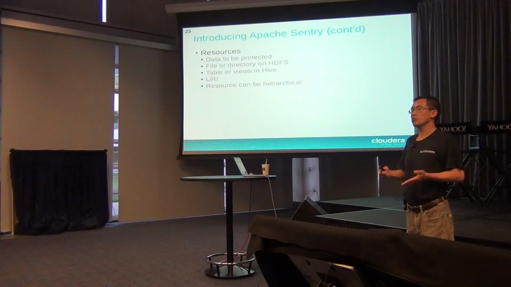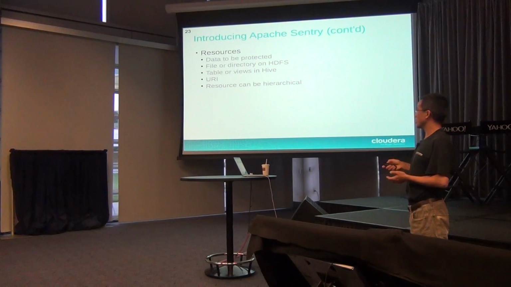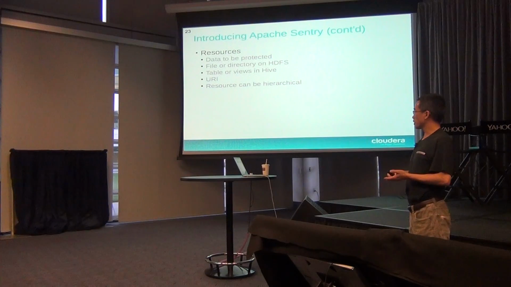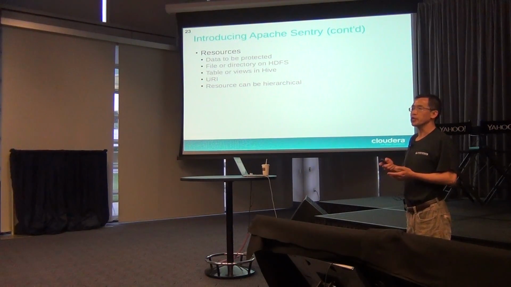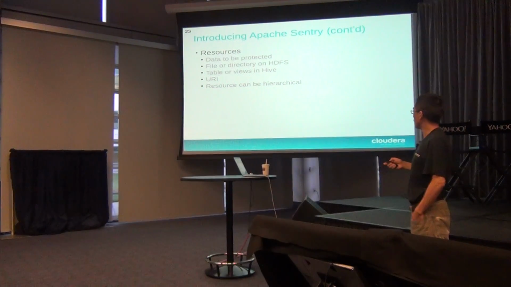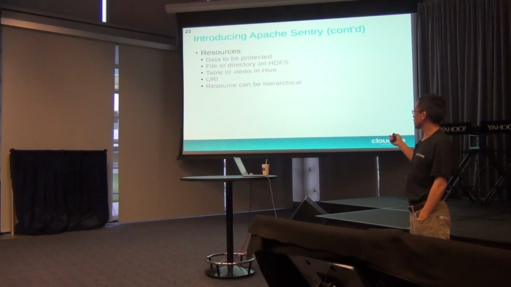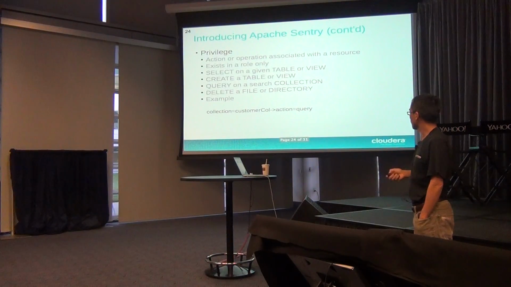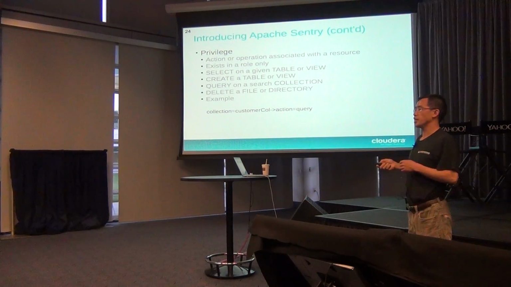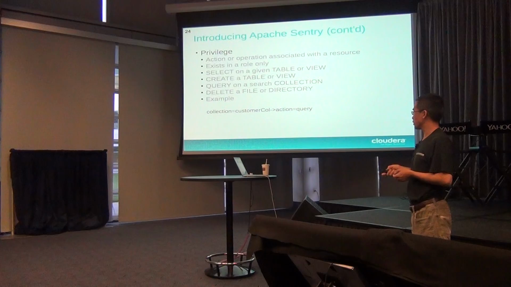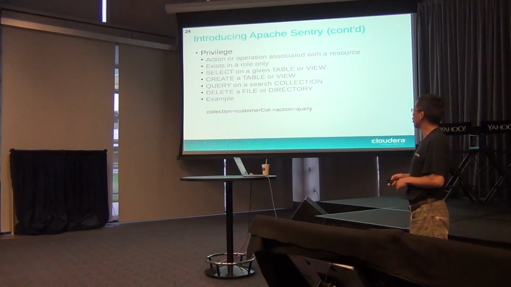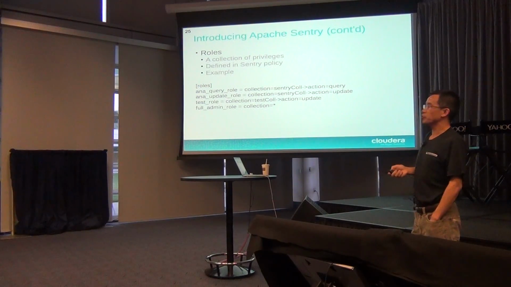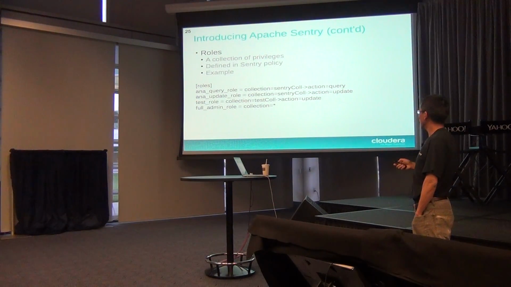Resources is the data you want to protect. Resources could be services, or basically anything that you want to protect, that you want to do authorization on. So it could be tables, views, connections, or URLs. Privilege is defined as an action on certain resources. You can say select on a given table, or query on a search collection. Roles is a collection of privileges.